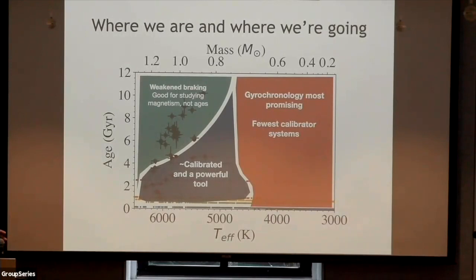Nothing else works for ages over here, really. Kinematics can give you a bulk statistical age, but for an individual star, rotation or activity age relationships are probably your best bet for precise age. So we really like gyrochronology to work here. It's also where we have the fewest calibrators.